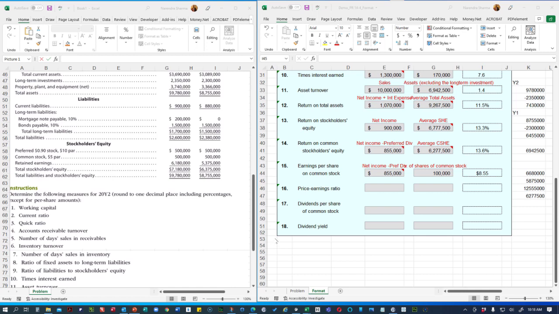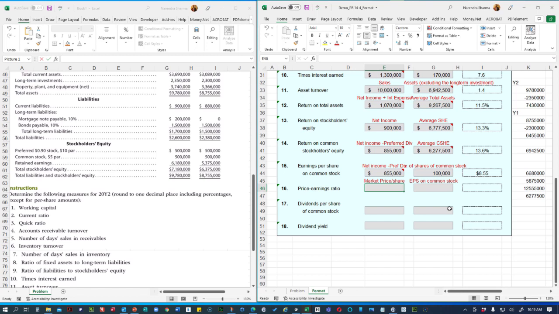Now next we are going to do the price earning ratio for this company. Now price earning ratio essentially indicates the investor has to invest certain amount of money in order to receive earnings. So that's what we are trying to do. We are trying to find out how much you are investing and how much you are getting in return. Now the formula for price earning is market price per share, of course, divided by earnings per share on common stock.